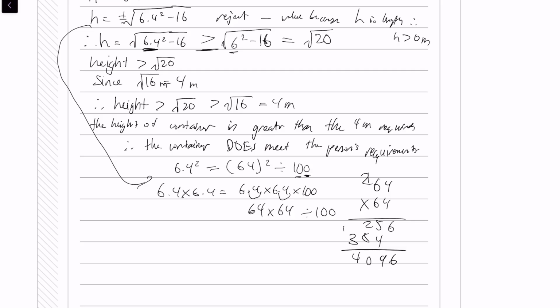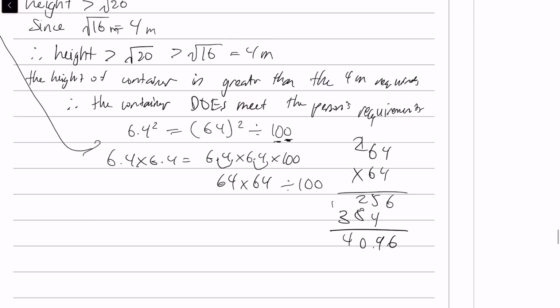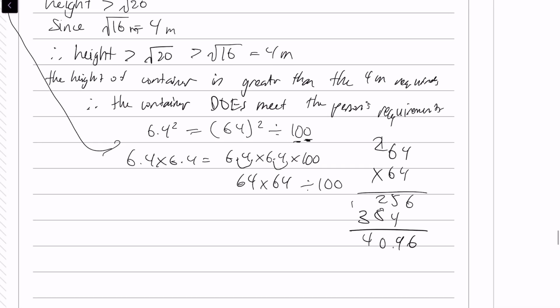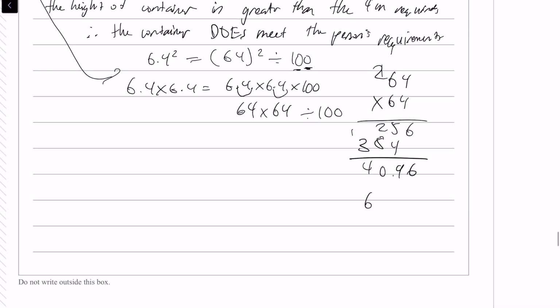I believe it's 36, 24, 36. Yeah, got that right. So 40.96 there is my answer. Okay, so I might do that slowly for people who need to refresh. So I first take this number and I multiply it by 64, so 16. So I put the 1 out here. 6 times 4 is 24, plus 1 is 25.